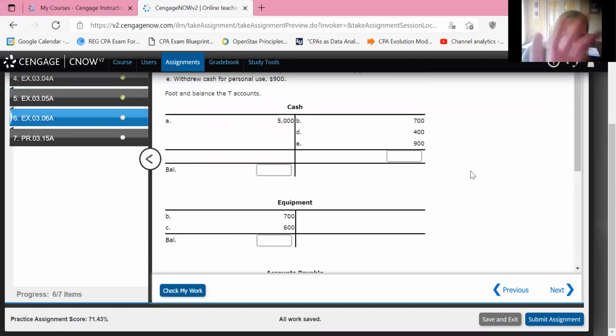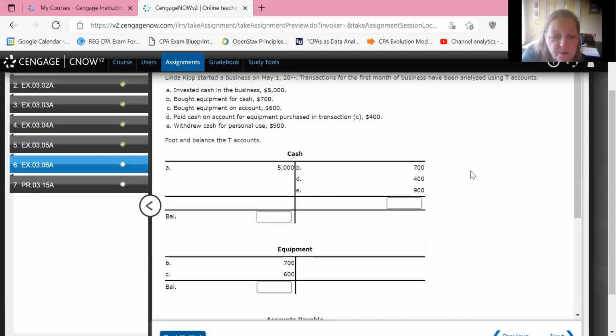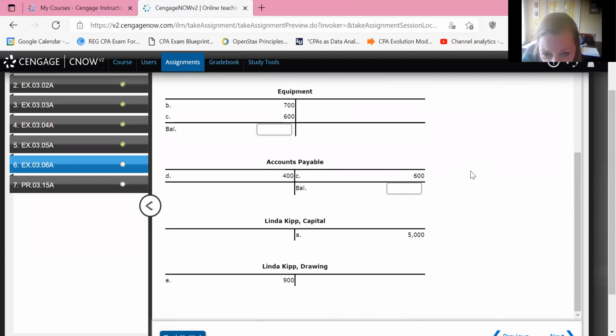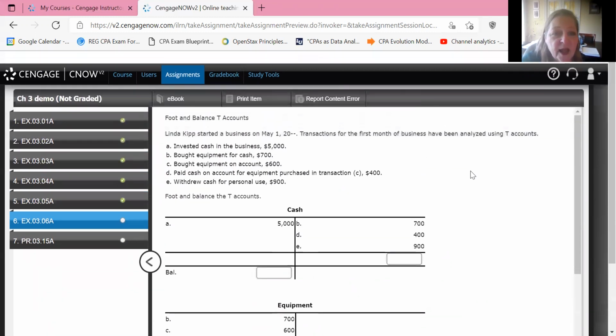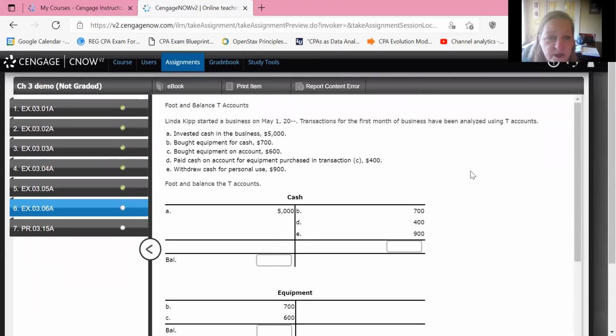We recorded all the transactions. Then this one has already got our transactions posted that we just did. Actually, I think it's the same ones we just did too. And it says, Lisa started the business on May 1st of this year. And these are the transactions for the first month that are already in the T accounts. It's telling you what they did each transaction. And so then they want us to put the T accounts.